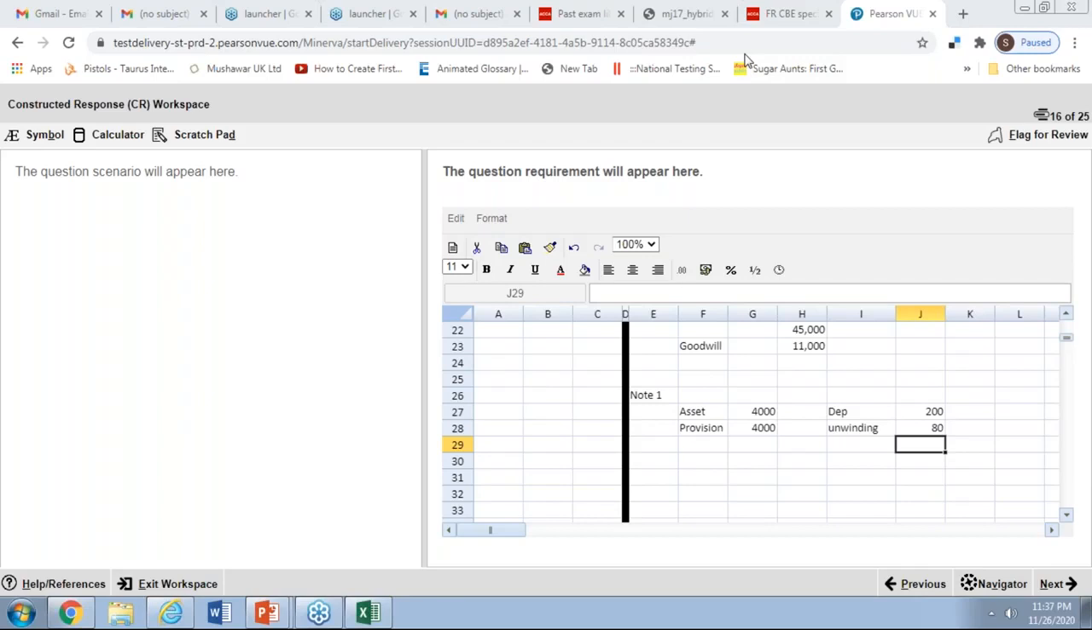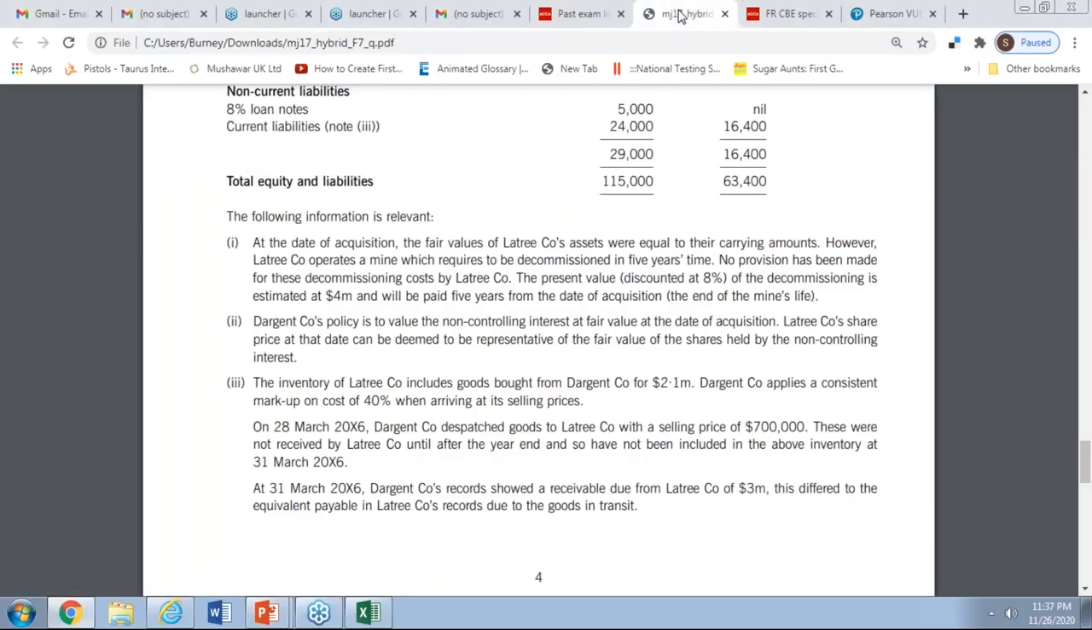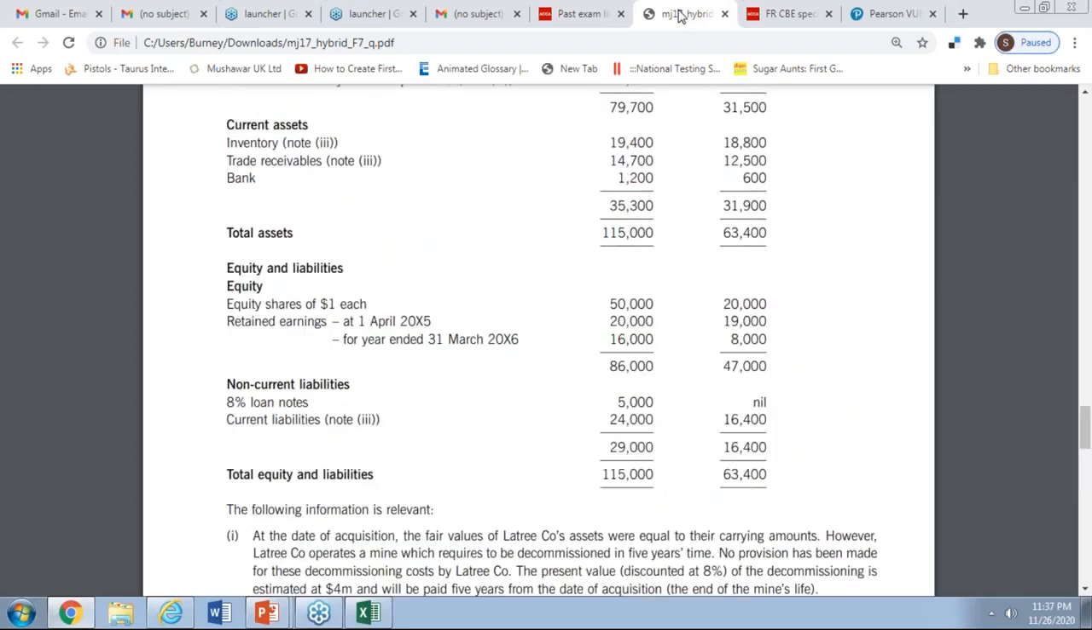Okay, moving towards note number 2. Note number 2 is for the calculation of NCI. We have already done it, so no need to adjust it further. Note number 3, inventory of the lettering. Who is lettering? Lettering is the subsidiary company.